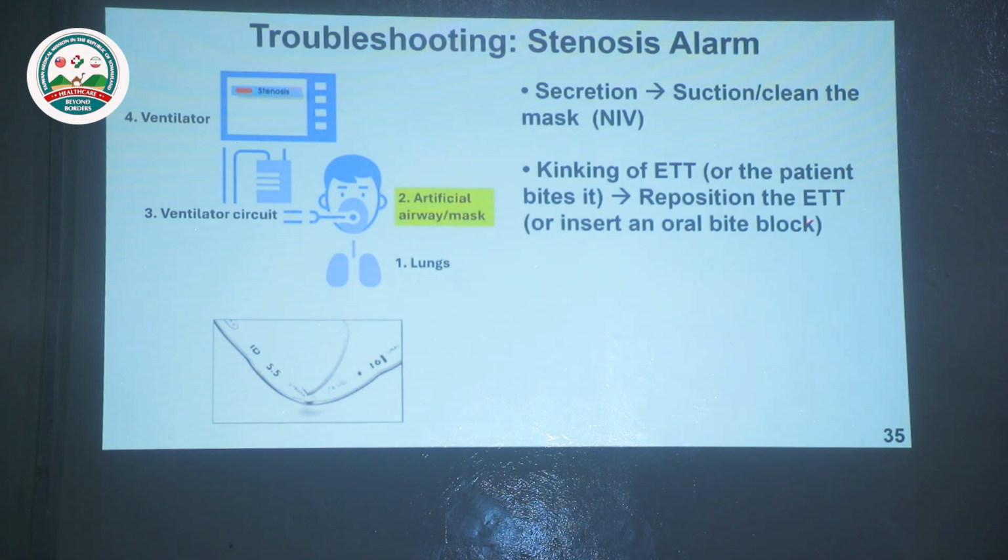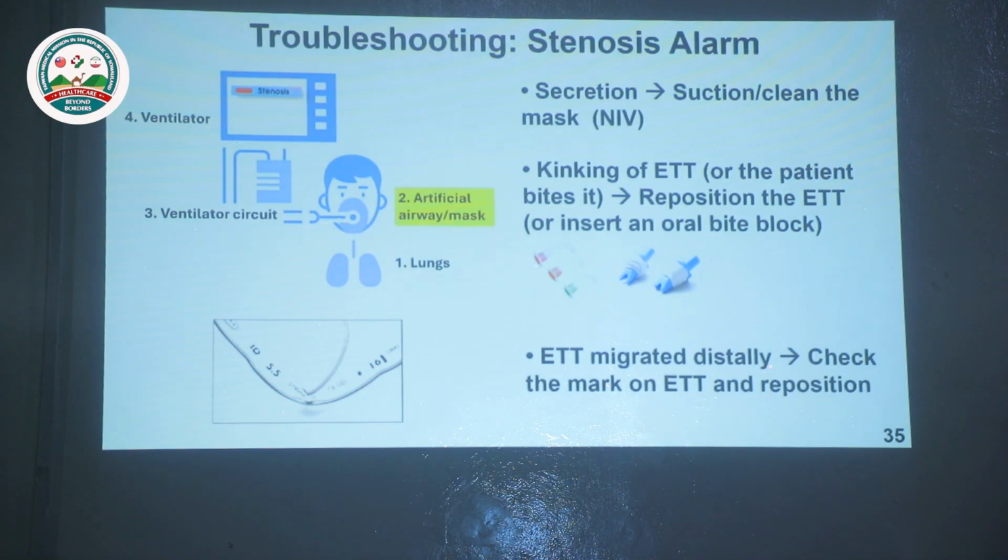Or the patient bites the tube with their teeth. So you need to reposition or insert an oral bite block. In your first aid box, maybe you have an oropharyngeal airway or an oral bite block, and you just put this beside the endotracheal tube to prevent the patient from biting it.